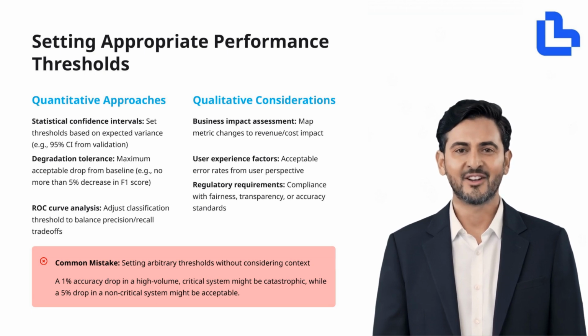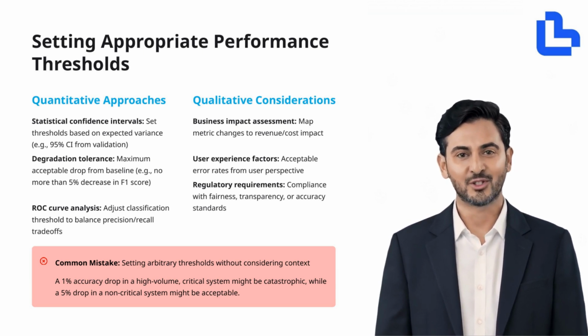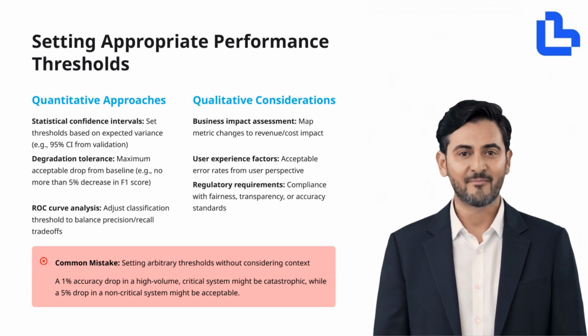You also need to consider qualitative factors. Start with a business impact assessment. How does a change in performance affect revenue, cost, or customer satisfaction? Then think about user experience. What error rates are tolerable from the user's perspective? Finally, don't forget regulatory requirements. In some industries, models must meet standards for fairness, transparency, or accuracy, and thresholds must reflect those obligations.